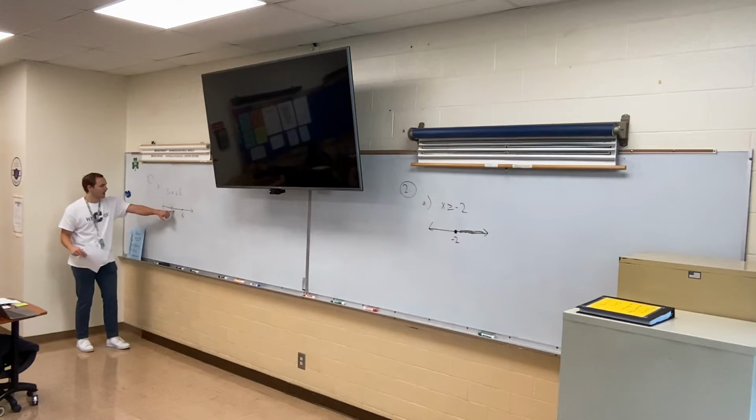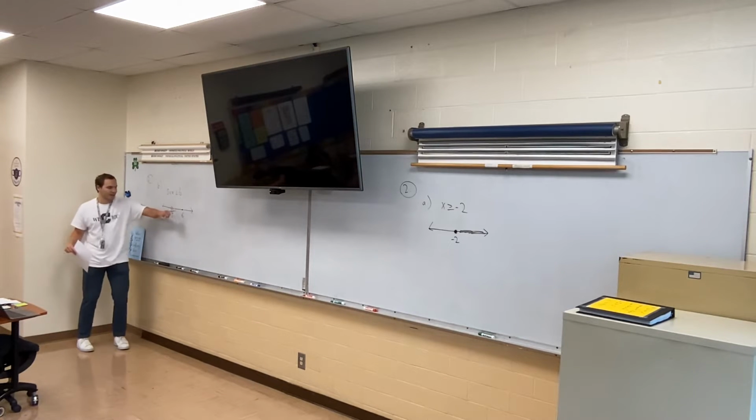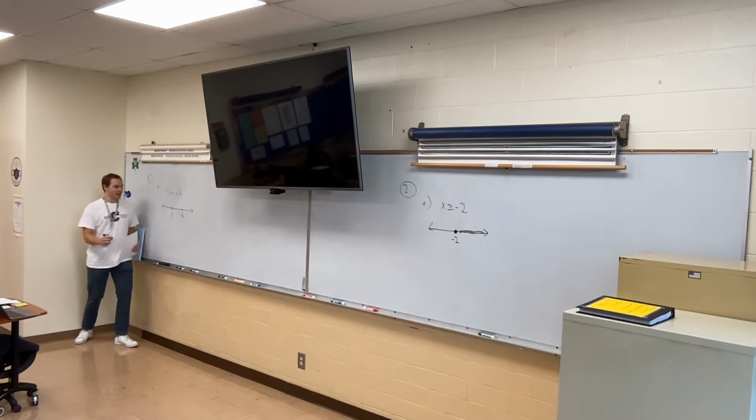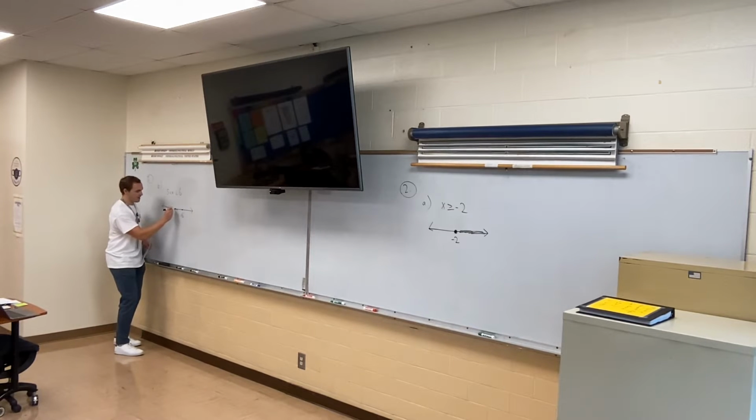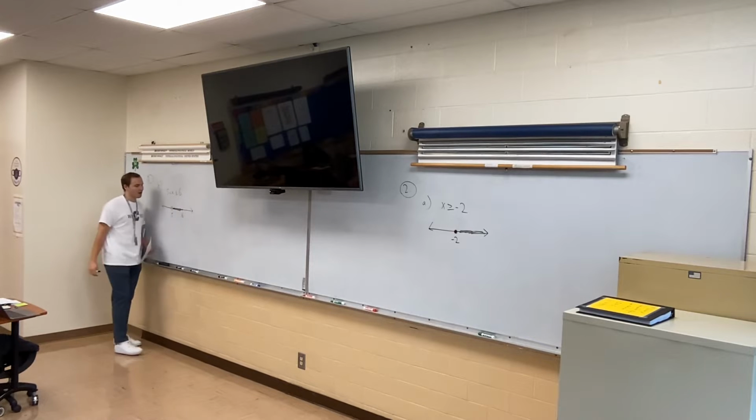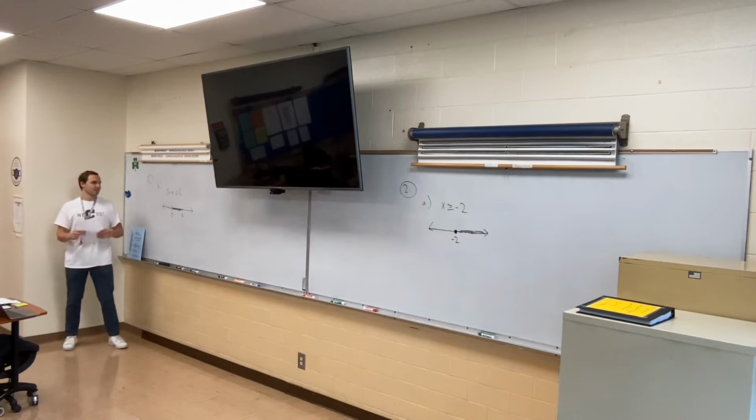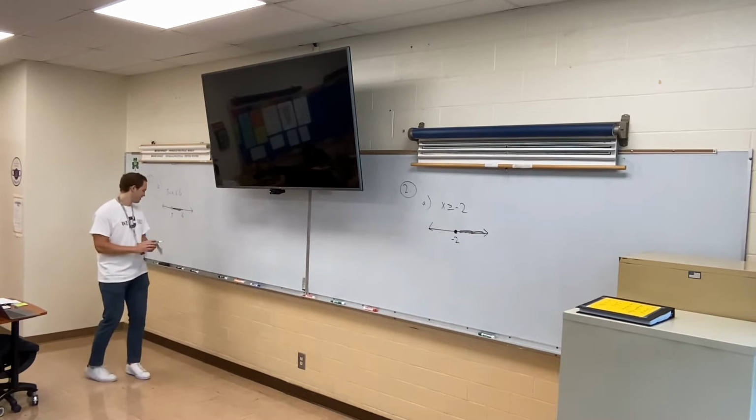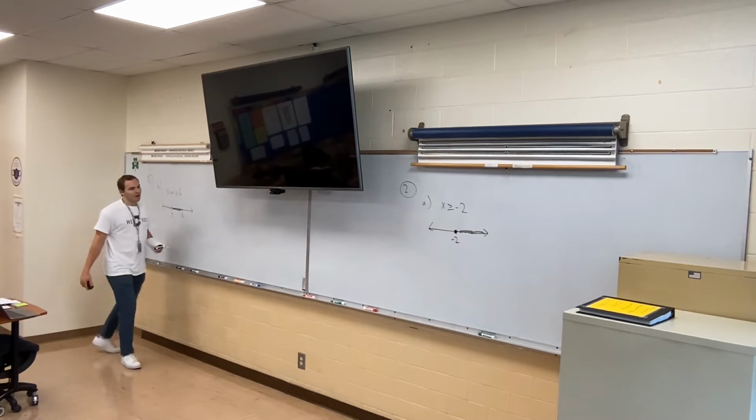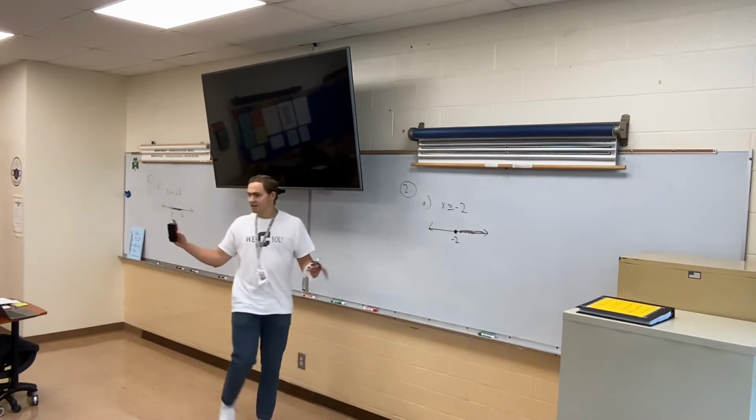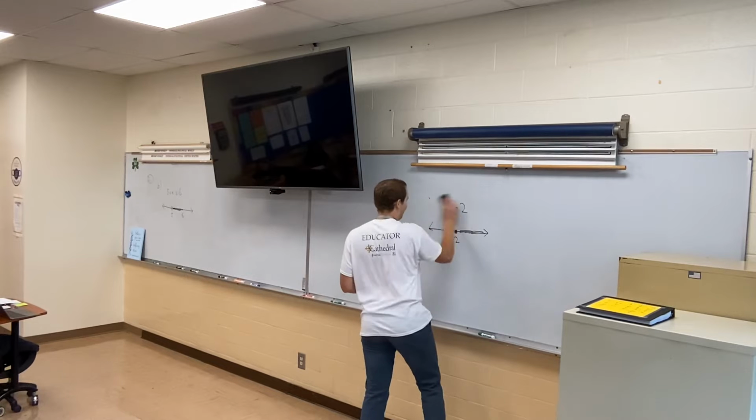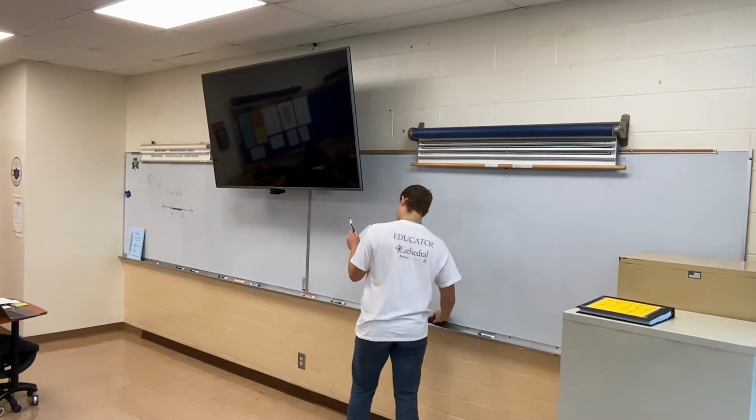X is greater than 5 and less than or equal to 6. So where am I going to shade? In between, yep. Greater than 5, but also less than or equal to 6. So every possible real number between 5 and 6 satisfies that inequality. Good job. Any questions?